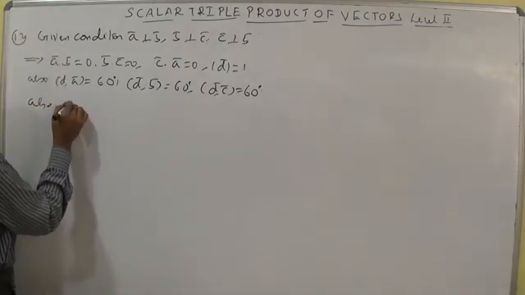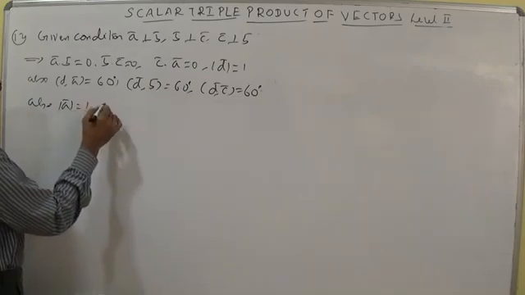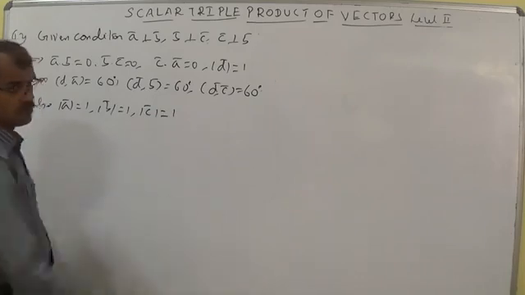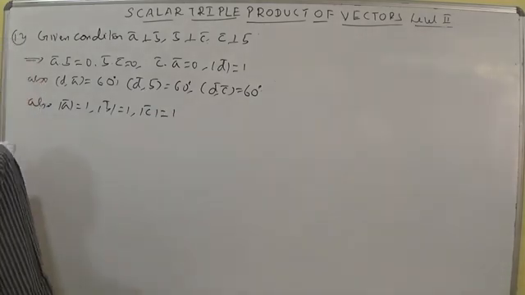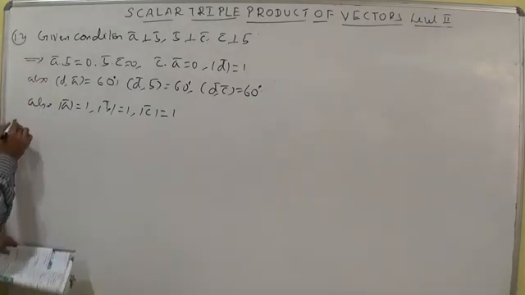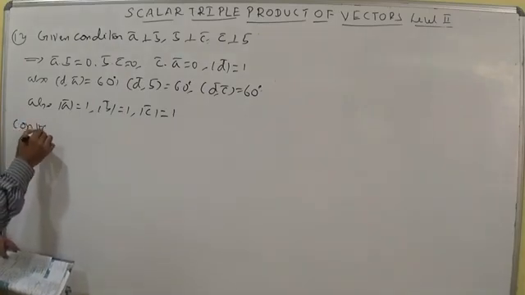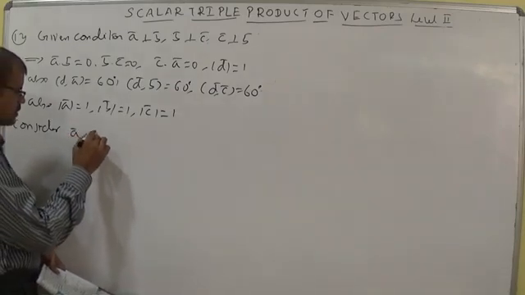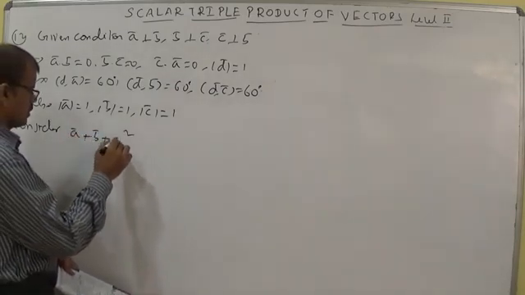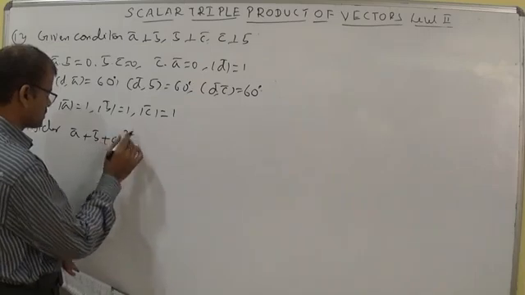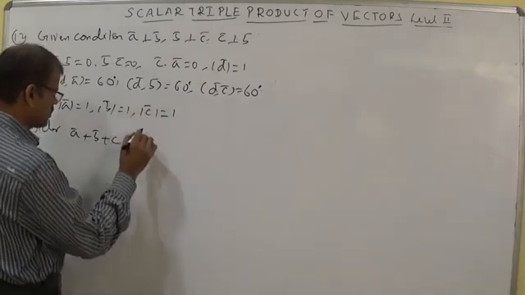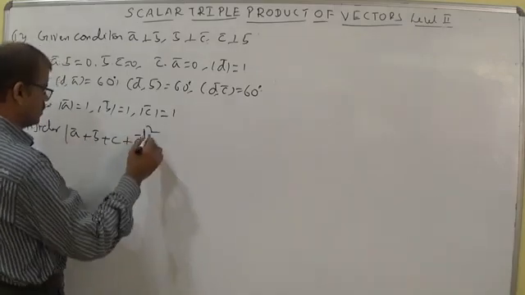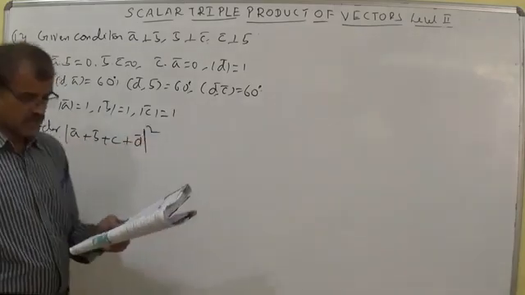Also the data given: mod A is equal to 1, mod B is equal to 1, and mod C is equal to 1. Now let us discuss. Consider the value (A bar plus B bar plus C bar plus D bar) whole square, that is, the modulus of A bar plus B bar plus C bar plus D bar, whole square.